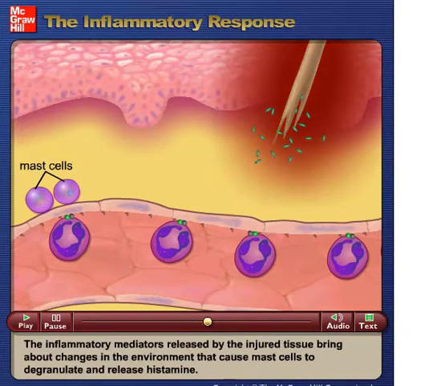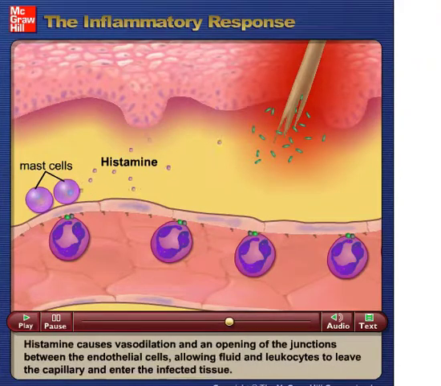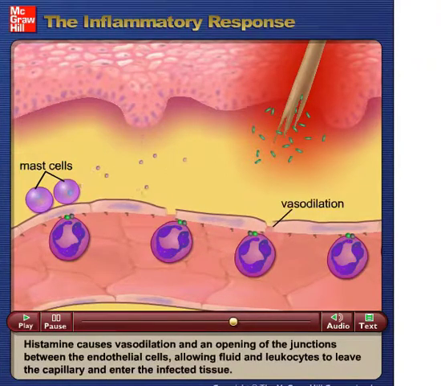The inflammatory mediators released by the injured tissue bring about changes in the environment that cause mast cells to degranulate and release histamine. Histamine causes vasodilation and an opening of the junctions between the endothelial cells, allowing fluid and leukocytes to leave the capillary and enter the infected tissue.